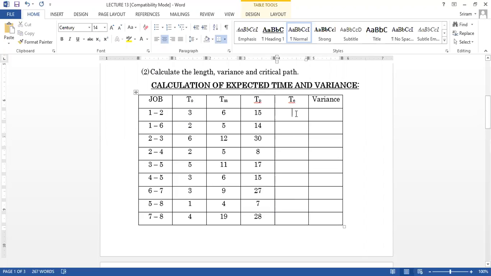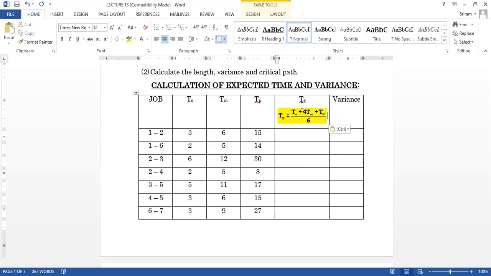Here, first we are going to find the expected time TE for the first activity. For each and every activity, you have to find the timing. For TE, the rule is (T naught plus 4Tm plus Tp) divided by 6. And for variance, the rule is (Tp minus T naught) divided by 6, the whole squared.